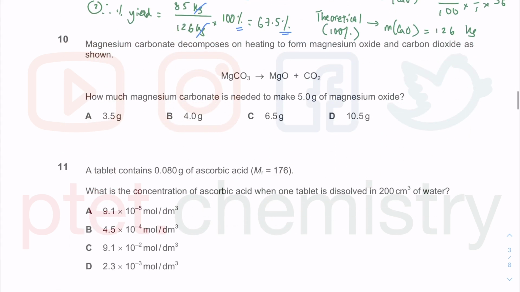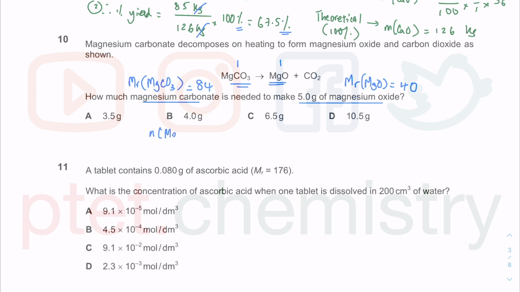Number 10, we see another thermal decomposition. Here you want to make 5 grams of magnesium oxide. So the MR of MgO is 24 plus 16 from the periodic table. They gave me 40. Magnesium carbonate, so the MR of MgCO3, the formula of which is given, but you have to know Mg2+ and CO3 2-. 24 plus 12 plus 16 times 3 gives you 84. We could see 1 mole gives you 1 mole of MgO.